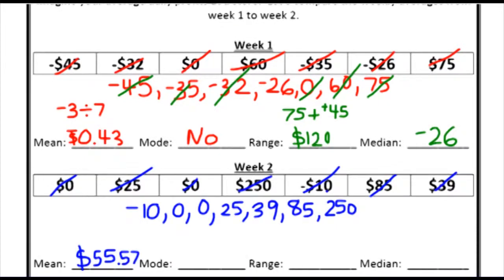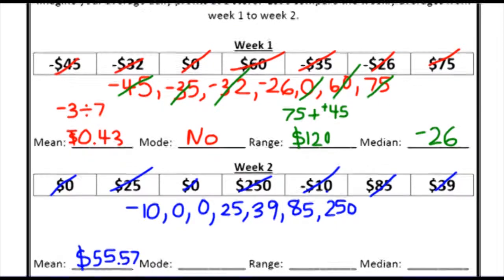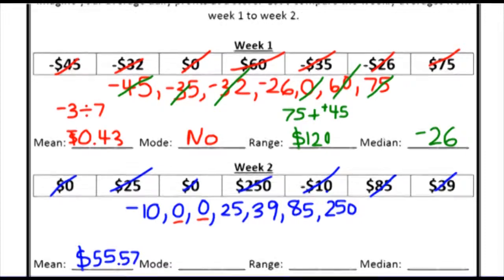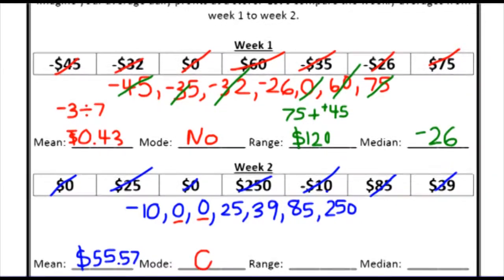The mode is the value that appears the most. Again, look for repeating sets of values. Negative 10's all by itself. I see 2 zeros next to each other. 25's by itself. 39's by itself. 85's by itself. 250's by itself. So my mode is 0. It's possible to have a mode of 0.